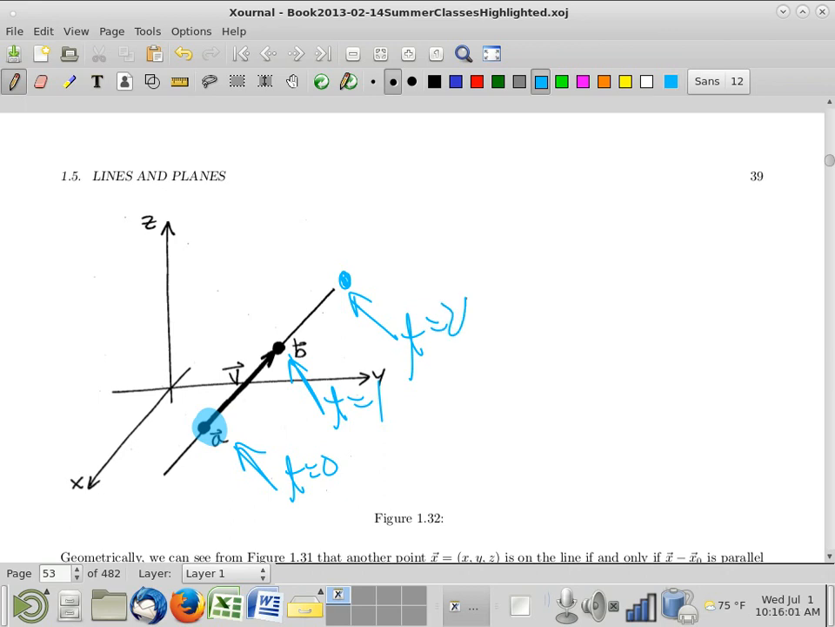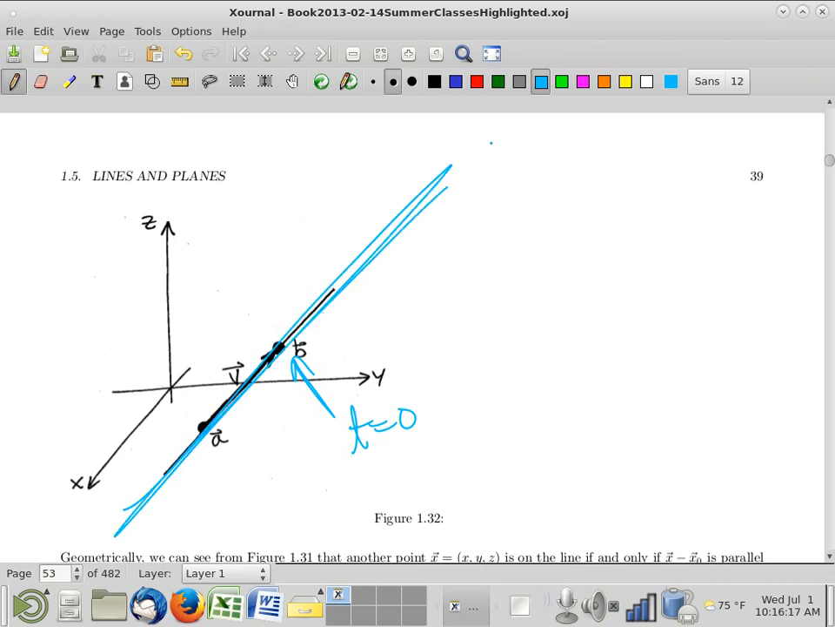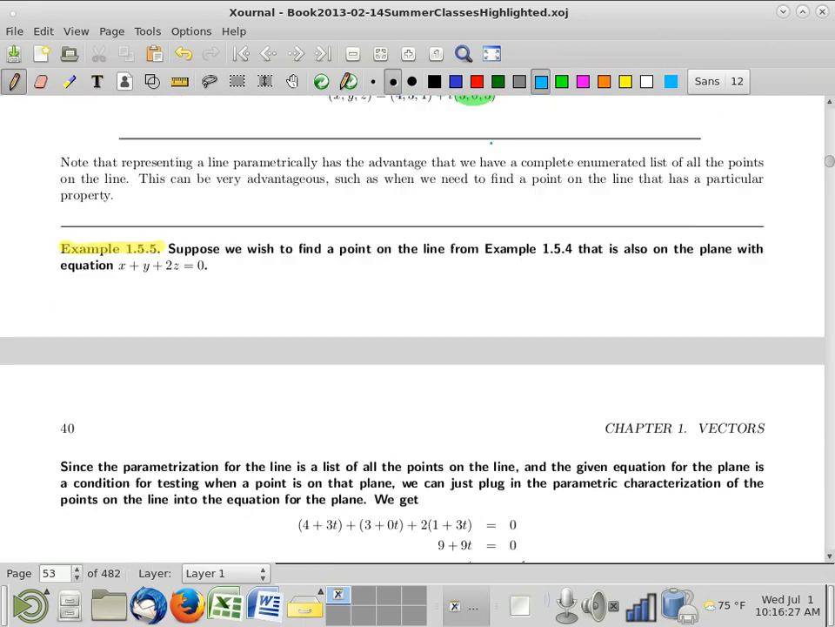If I had used B instead of A, then this would have been where t would be equal to 0. So it's a different parameterization, but it still traces out the whole line. Okay. So parameterizations are not unique. There's different ways to parameterize the same thing. Okay. Here's a fun little example.